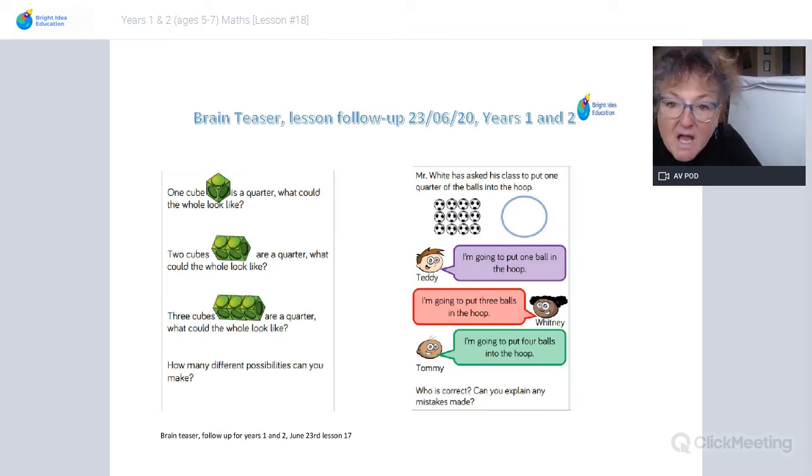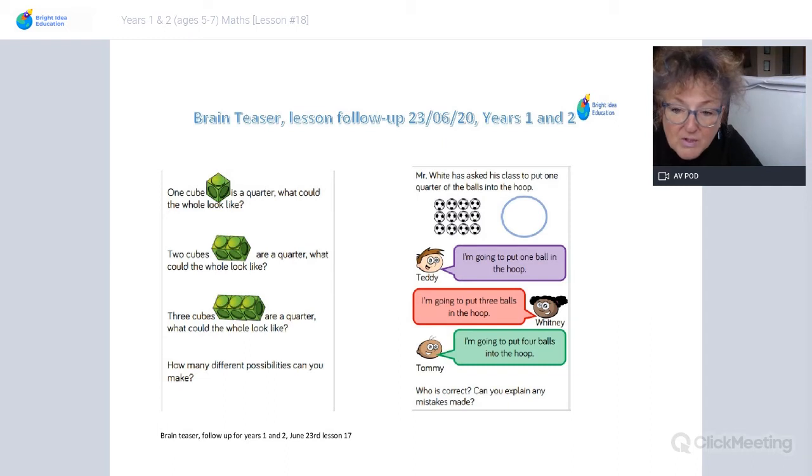Does your brain feel half teased? Because we're going to go on to the next brainteaser. Mr. White has asked his class to put 1 quarter of the balls into the hoop. Teddy says, I'm going to put 1 ball into the hoop. Whitney says, I'm going to put 3 balls into the hoop. Tommy says, I'm going to put 4 balls into the hoop. Who is correct? Teddy, Whitney, or Tommy?